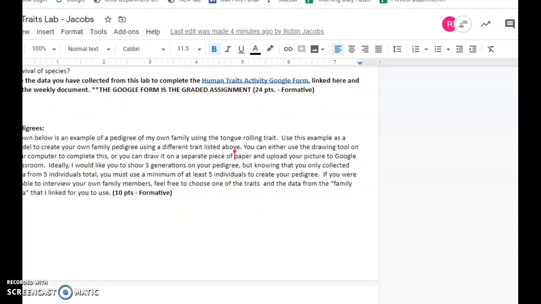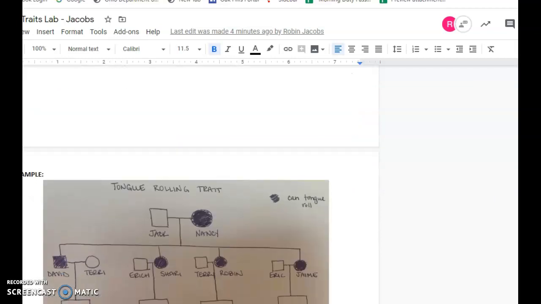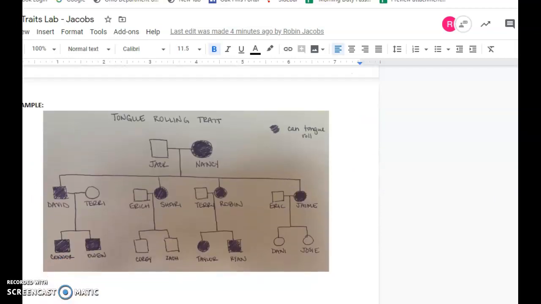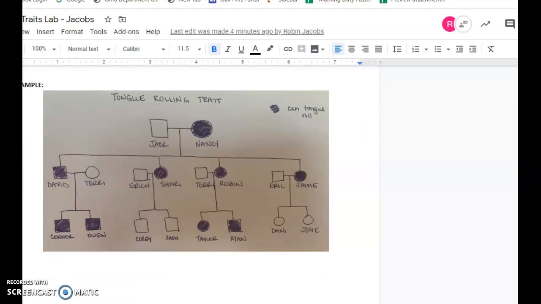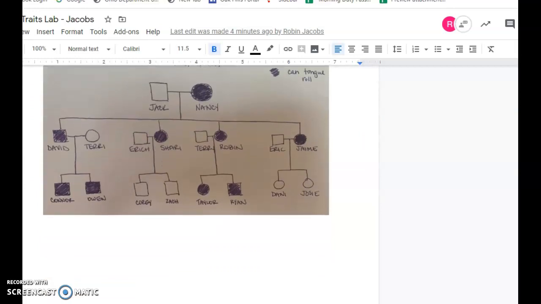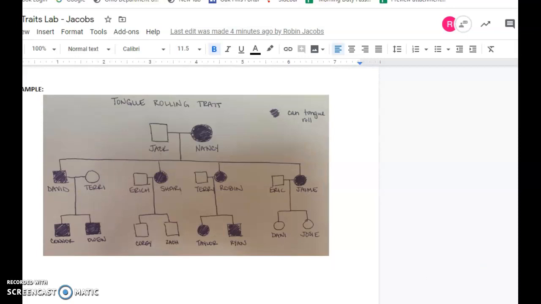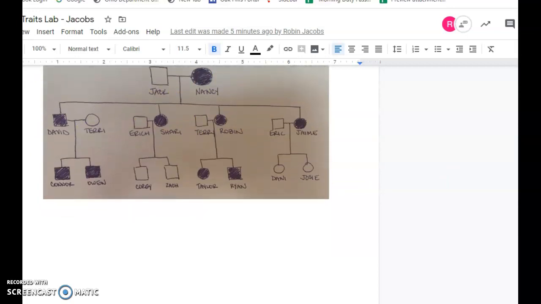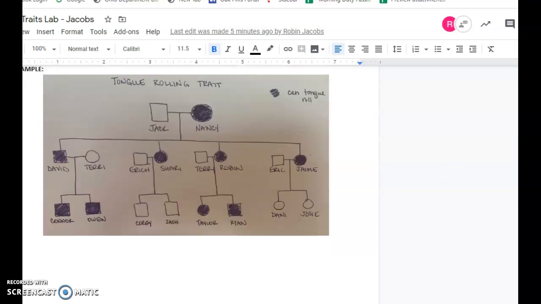You do not have to do the tongue rolling trait. Some people have. So you can do that. Here's an example of the tongue rolling trait. You need to make your own pedigree. Of course, you're only going to have 5 people. So you should have a mother and father, square for dad, circle for mom, and then their children will be there. So you're only going to have 5 people on your pedigree.